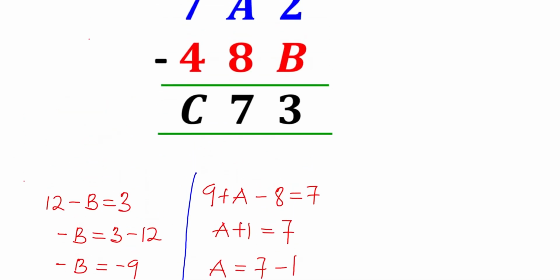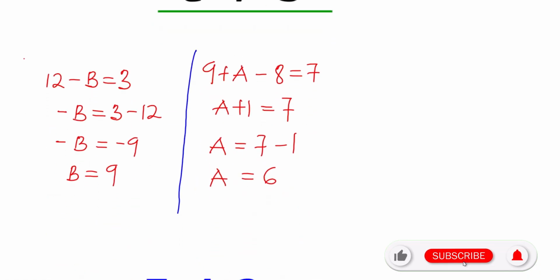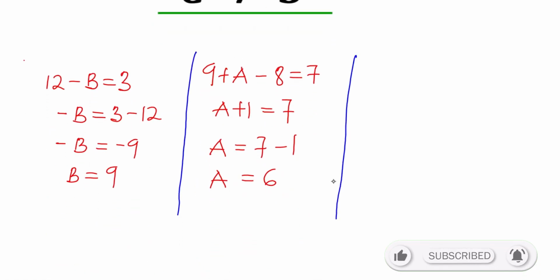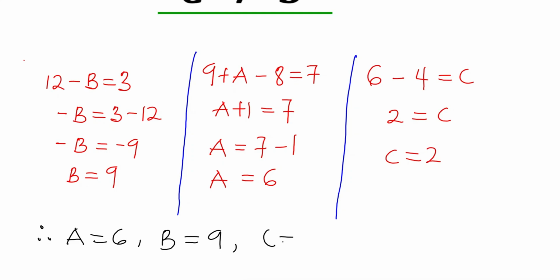Now we want to find the next variable here, that is C. So it's saying that 6 minus 4 is equal to C. So we write it here in equation form and find the value of C, which means 6 minus 4 giving us C. So here 6 minus 4 is 2. We have C, which means C here is equal to 2. So therefore our A here is equal to 6, B is equal to 9, and then C is equal to 2. Now these are the values for A, B, and C.